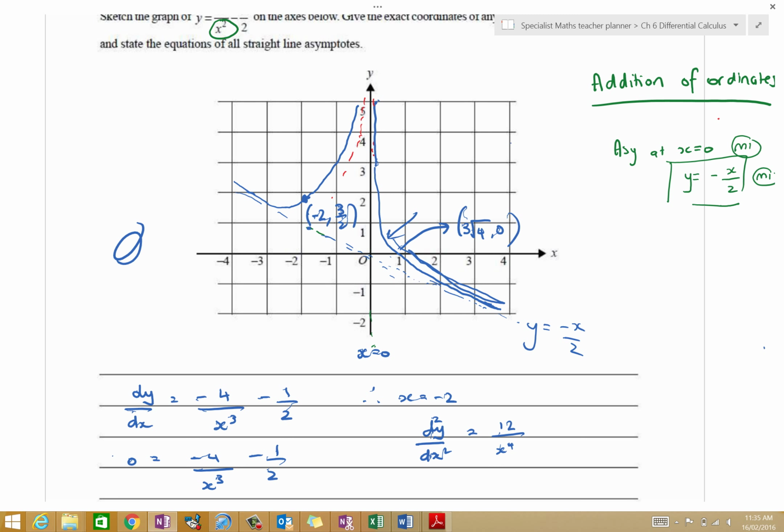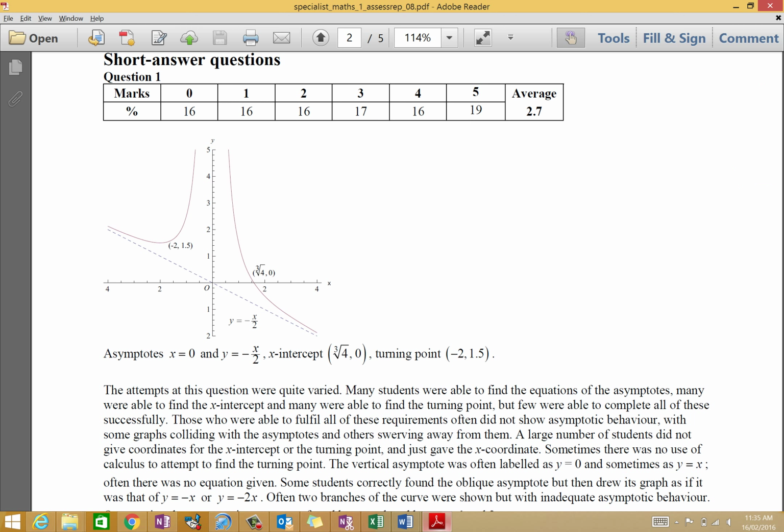I've been through the process. Let's have a look and see. There we go. Now, first of all, only 19% of students got full marks for this. 48% of students couldn't even get a third mark. So that's basically half the cohort couldn't get that third mark because of such poor sketching.